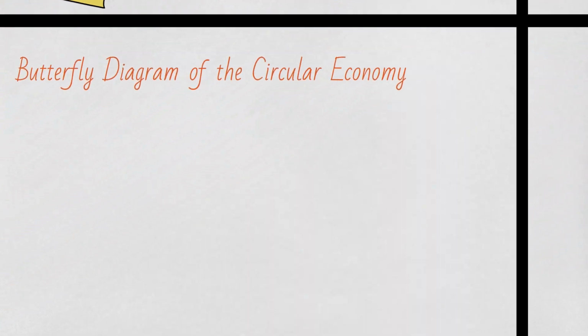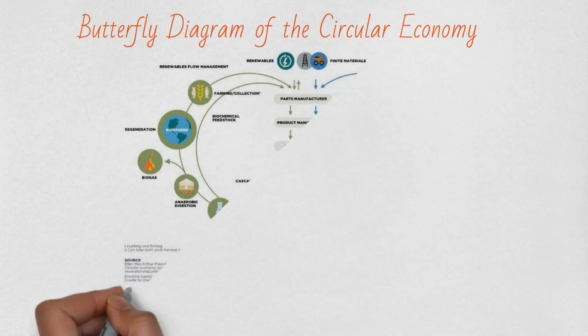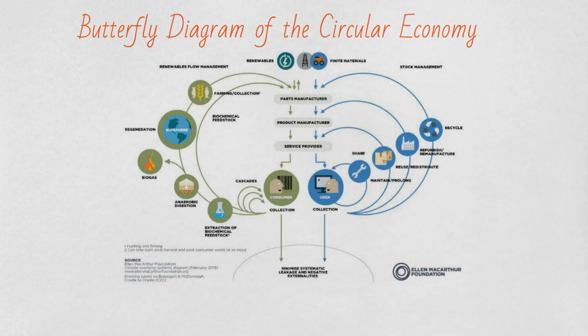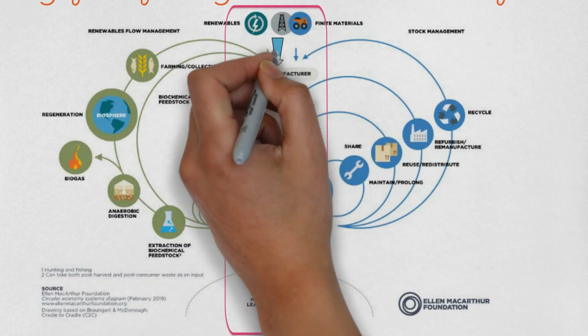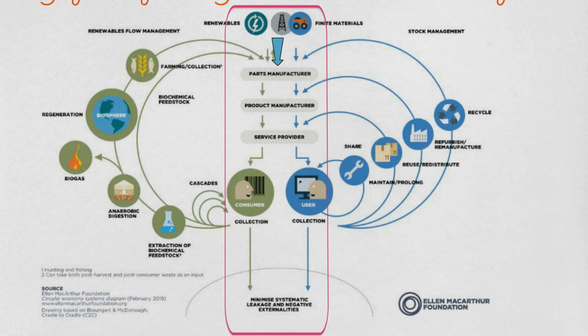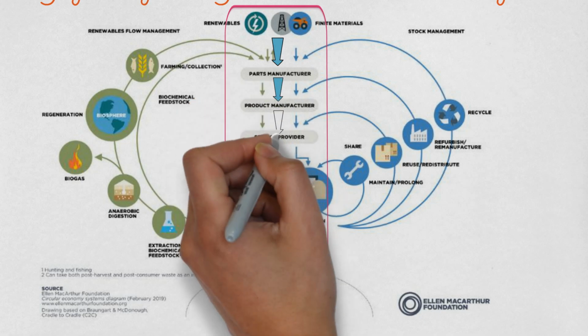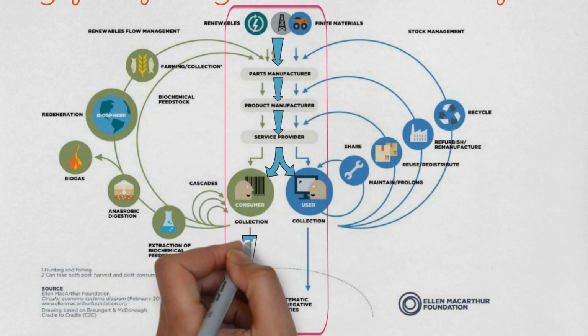Now let's move to our butterfly diagram. The diagram is trying to summarize the practicality of the circular economy in one picture. The middle line here is our linear economy, where we start with raw material, go to parts manufacturer, product manufacturer, service provider, users, to the waste.